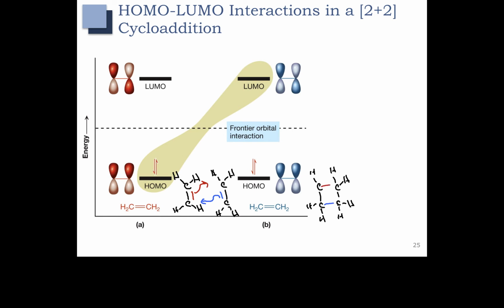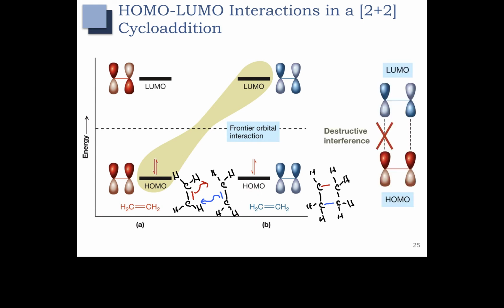This is the reaction that we're looking at. So the red alkene would have a HOMO, the highest occupied molecular orbital, and those electrons would be going into the LUMO of the blue alkene shown here. In this reaction, you can see that the HOMO of the red alkene and the LUMO of the blue alkene have one interaction that works, that has constructive interference, and the other is destructive interference. So this situation with destructive interference is not allowed.